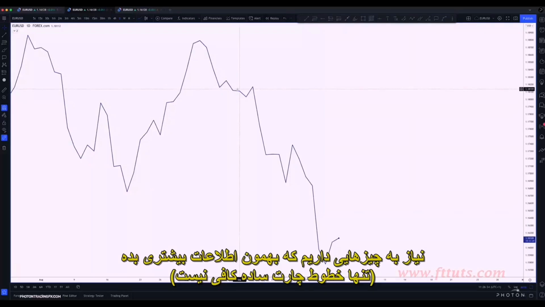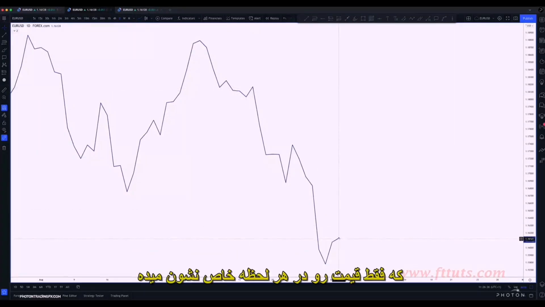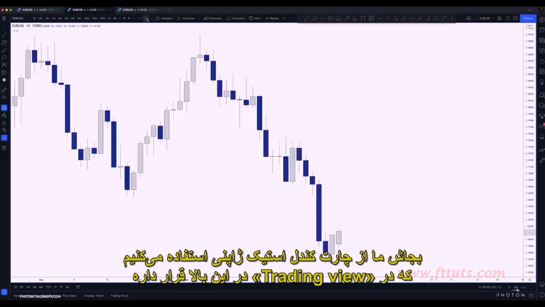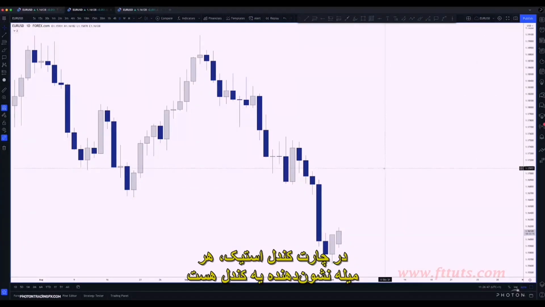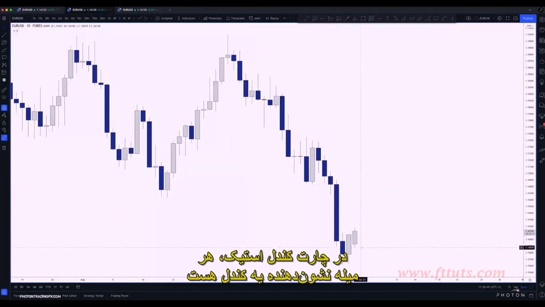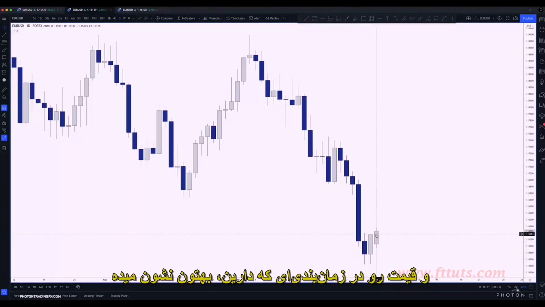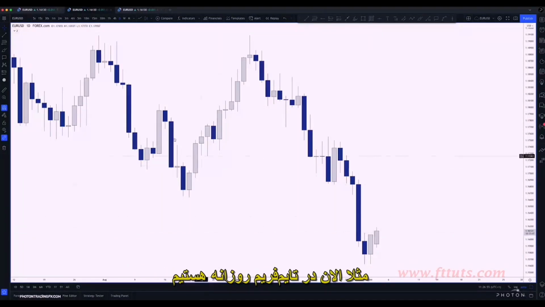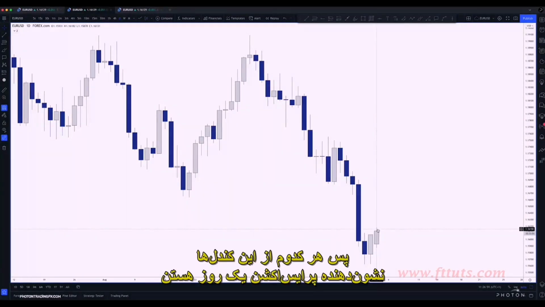To study that price action on our charts, we want to use something that gives us a little bit more information than just a very simple line chart, which just shows the average price for that time period. Instead, we use Japanese candlestick charts, which you can access here at the top of your TradingView toolbar. Each bar is a candlestick and it represents the price for the time period you are looking at. For instance, we are currently on the daily chart, therefore each candle very simply represents the price action for that day.